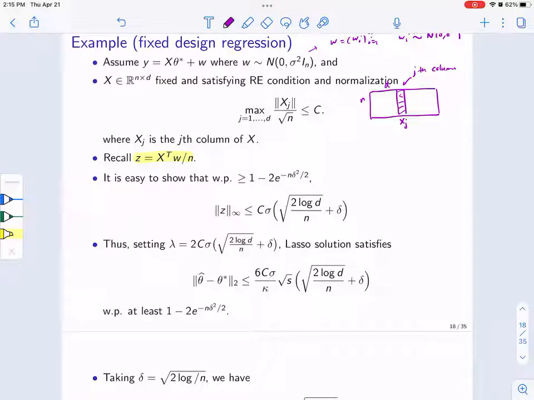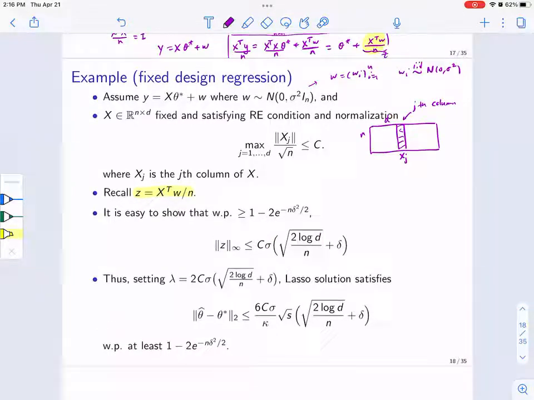And as you can see, the dependence on d is log d. And then I have a dependence on sigma, which is natural because the noise is scaled by sigma, the standard deviation of the noise. So if you rescale W with sigma, you expect the dependence of Z infinity on sigma to be linear. And there's this slack that allows you to control the probability here.